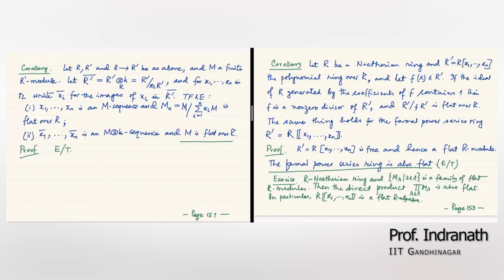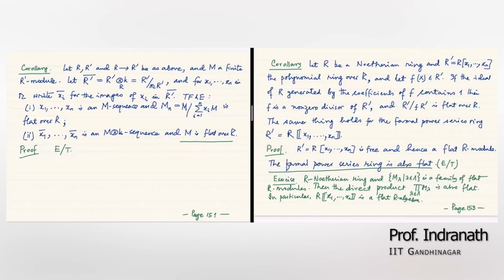So when you do the flatness for this formal power series, you can use this kind of condition: over a Noetherian ring, if you have a family of flat R modules, the direct product is also flat. In particular, this is a flat R algebra. Okay, so anyway, you need the flatness.